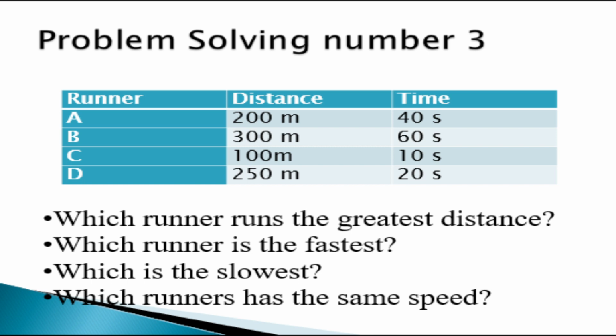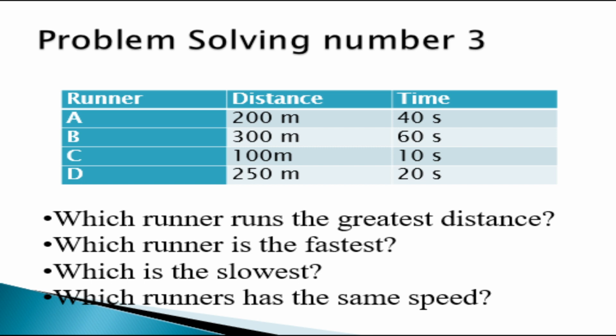Next question, question number 3. Which is the slowest? So from the data that we have obtained, both runners A and B had a speed of 5 meters per second. Runner C has 10 meters per second and runner D has 12.5 meters per second. So from that, we can say that runner A and B are the slowest among the four.